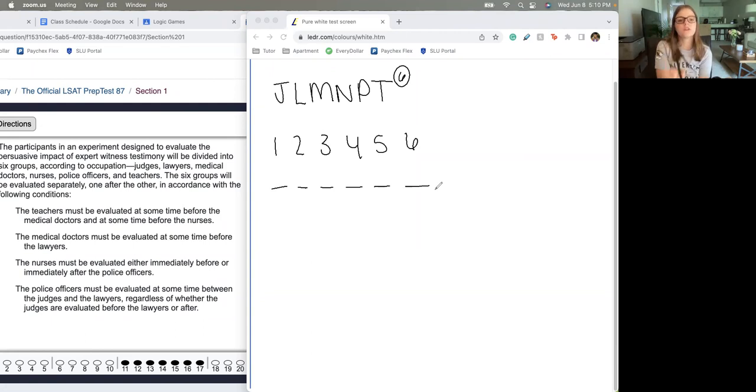Okay, so we're going to go through each rule individually. We're going to talk about it. We're going to think about our different options and how to build worlds off of that. So we're going to start with rule number 1, which says the teachers must be evaluated at some time before the medical doctors and some time before the nurses. Who wants to tell me how they would diagram this out, just as like a simple rule?